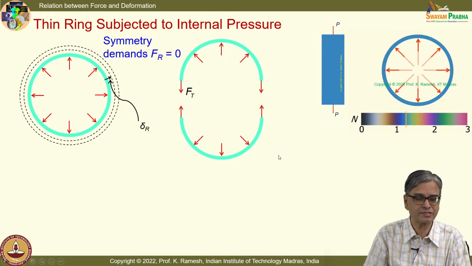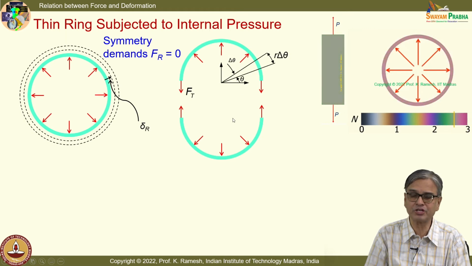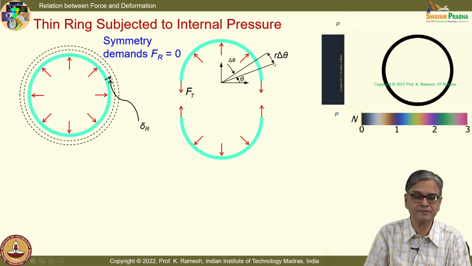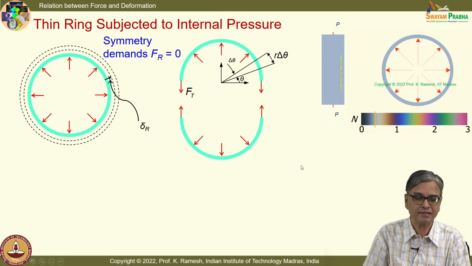I have removed these radial forces and I have shown this reference axis. I have taken an element at theta. These are all drawn very big for you to appreciate. So, this is r delta theta, which gives this arc length, and we have also taken a thin ring which is of width b.